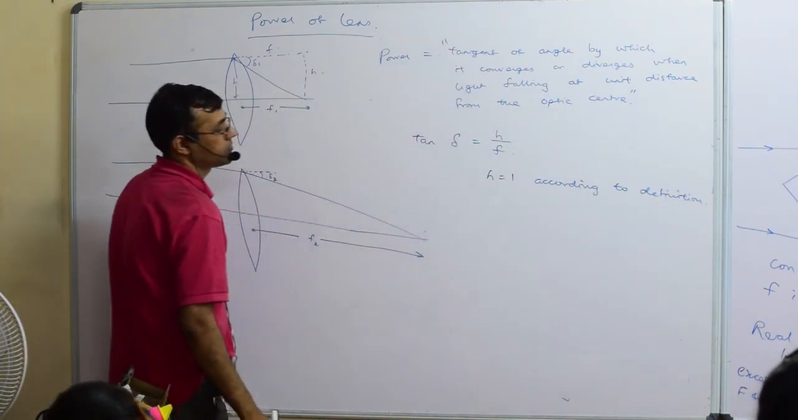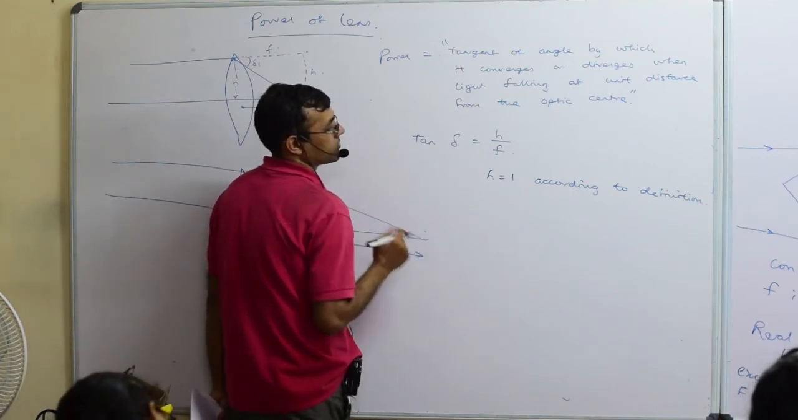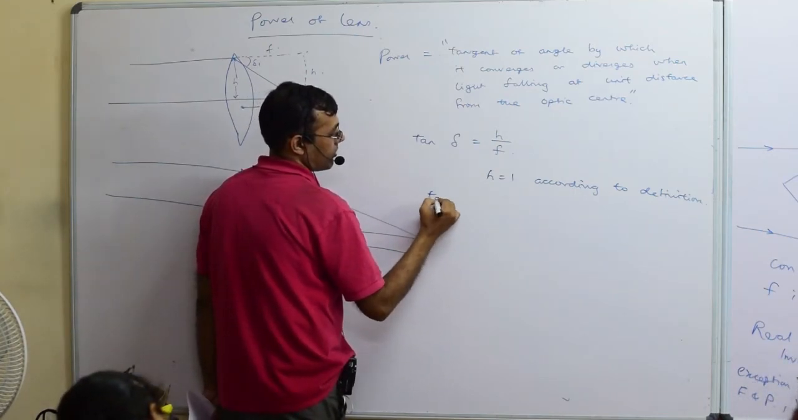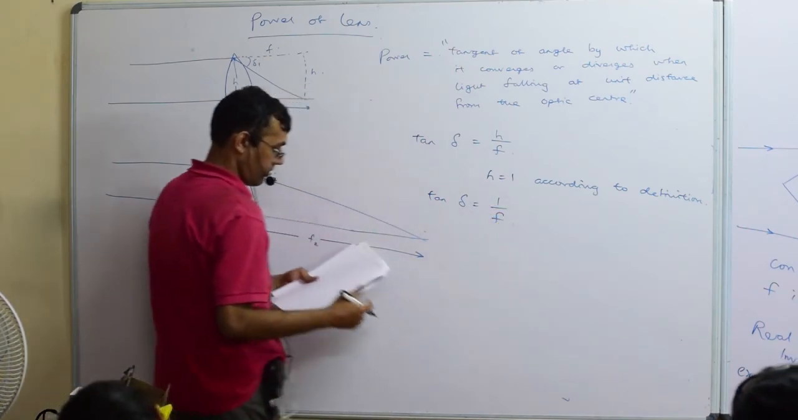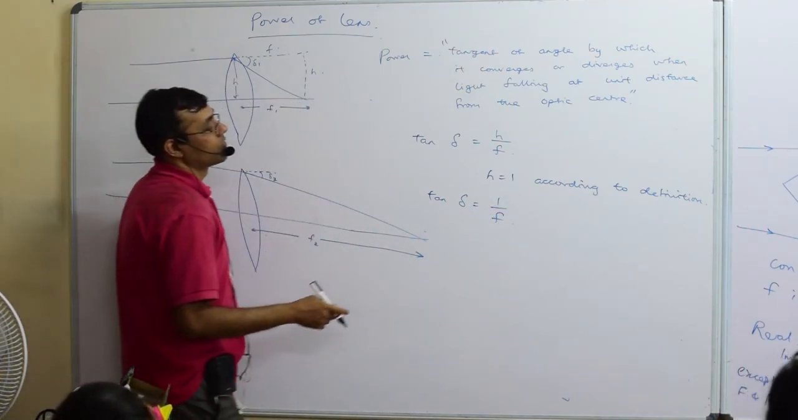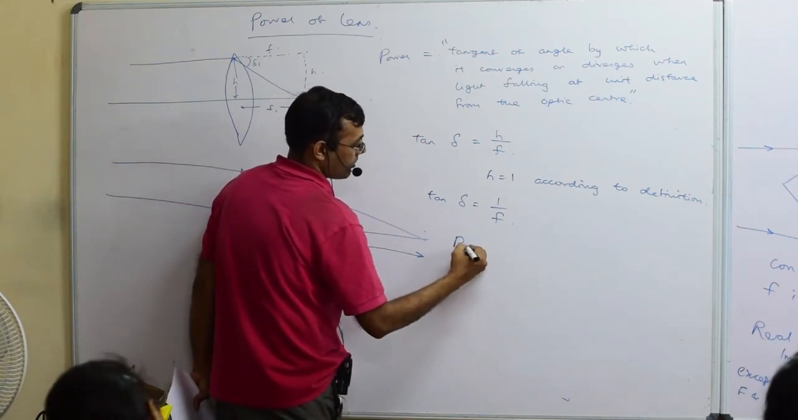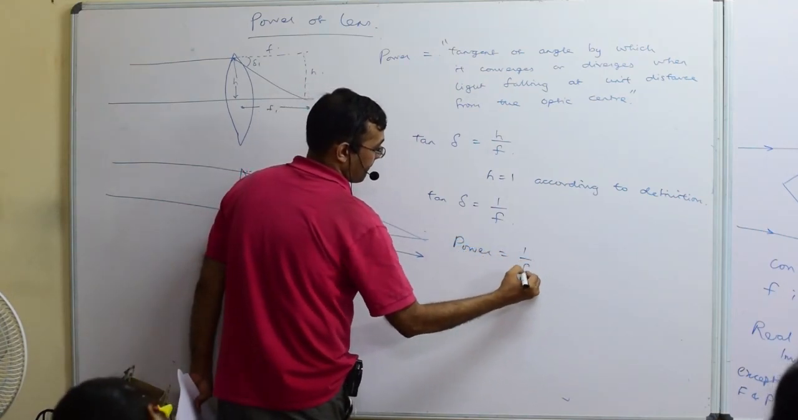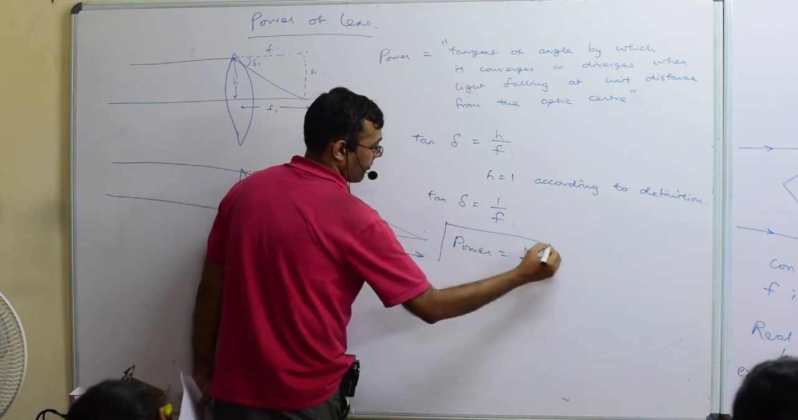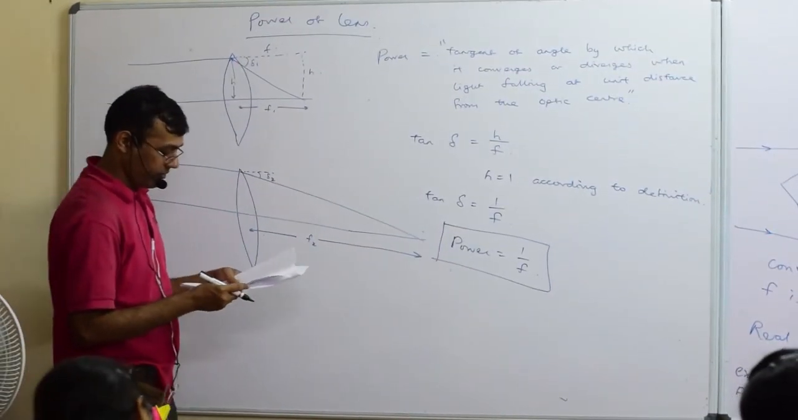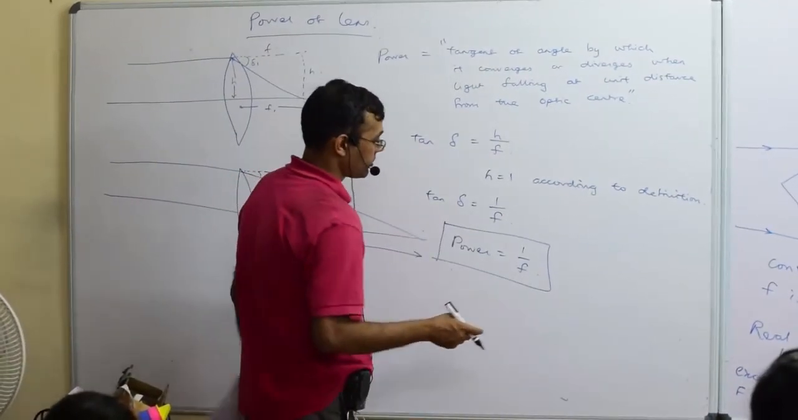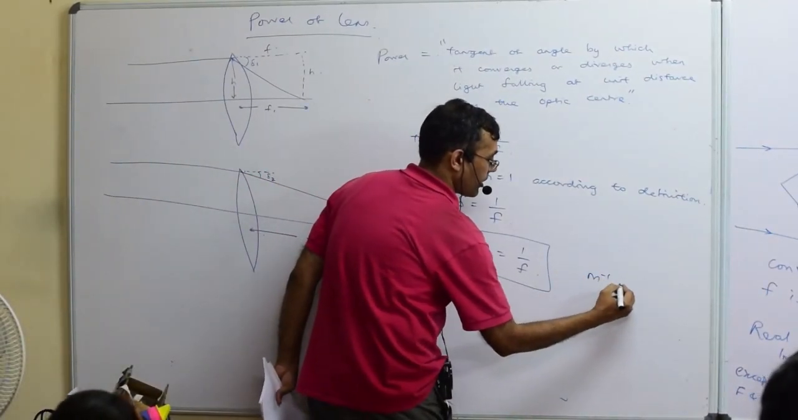Okay. So that means tan del is equal to 1 by F. So that means power is 1 by F. The unit of power is 1 by meter, which is called, so meter power minus 1 is called diopter.